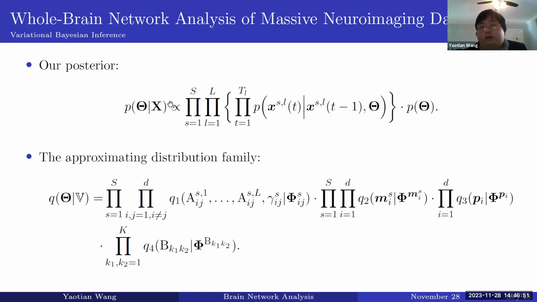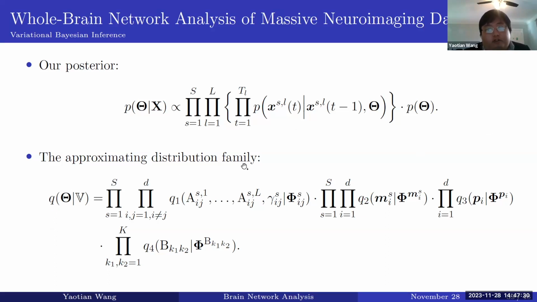Here, I will use our model as an example to illustrate this idea. The first formula is our target posterior. Theta is our parameter. The first part is the likelihood. The second part, p theta, is the prior. And since the number of subjects is in the thousands, we cannot directly draw MCMC simulations from it. Therefore, we propose the following approximating distribution family, Q theta, and use a variational Bayesian method to solve it.